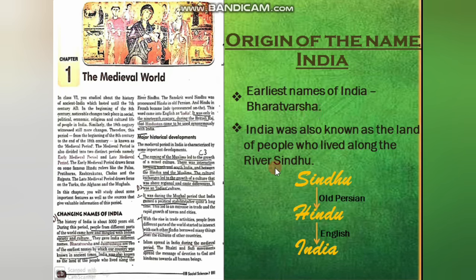I told you, Indian history is about 5,000 years old. Which is the very famous ancient Indian civilization? Yes, the Indus Valley civilization. We studied it last year and river Indus is locally known as Sindhu. The Sanskrit word Sindhu was pronounced Hindu in Old Persian and in English as Indian. Thus, by the 19th century, during the British Raj, Hindustan came to be used synonymously with India.